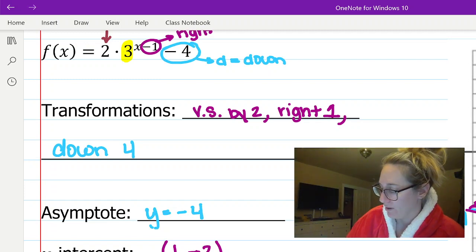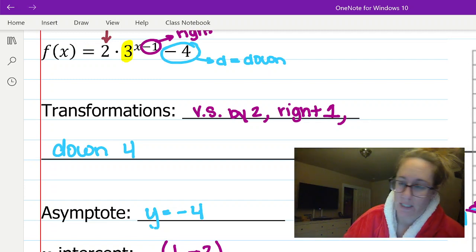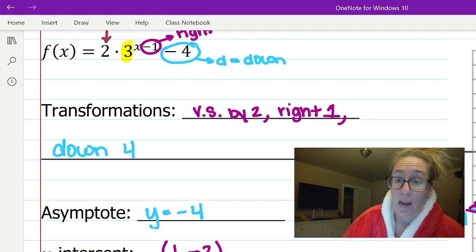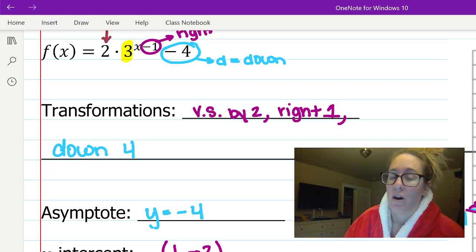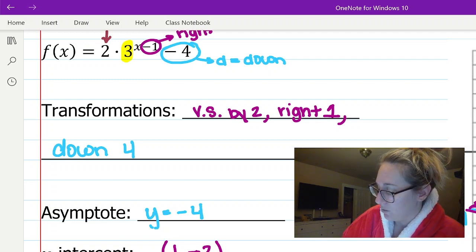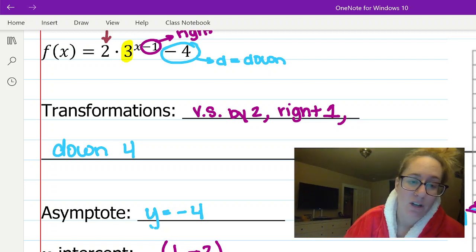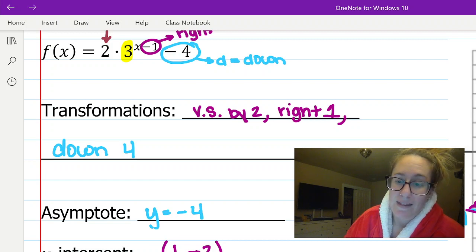All right, domain. Again, domain is never going to change. It's all real numbers. So we can just go ahead and say -infinity to +infinity. Wham, bam, thank you, ma'am, all done. Now we need to do the range. Looking at our graph, our y values are starting down at our asymptote, which is at -4, and it is going up to infinity. So we've got -4 to +infinity. That is our range. And that is it.